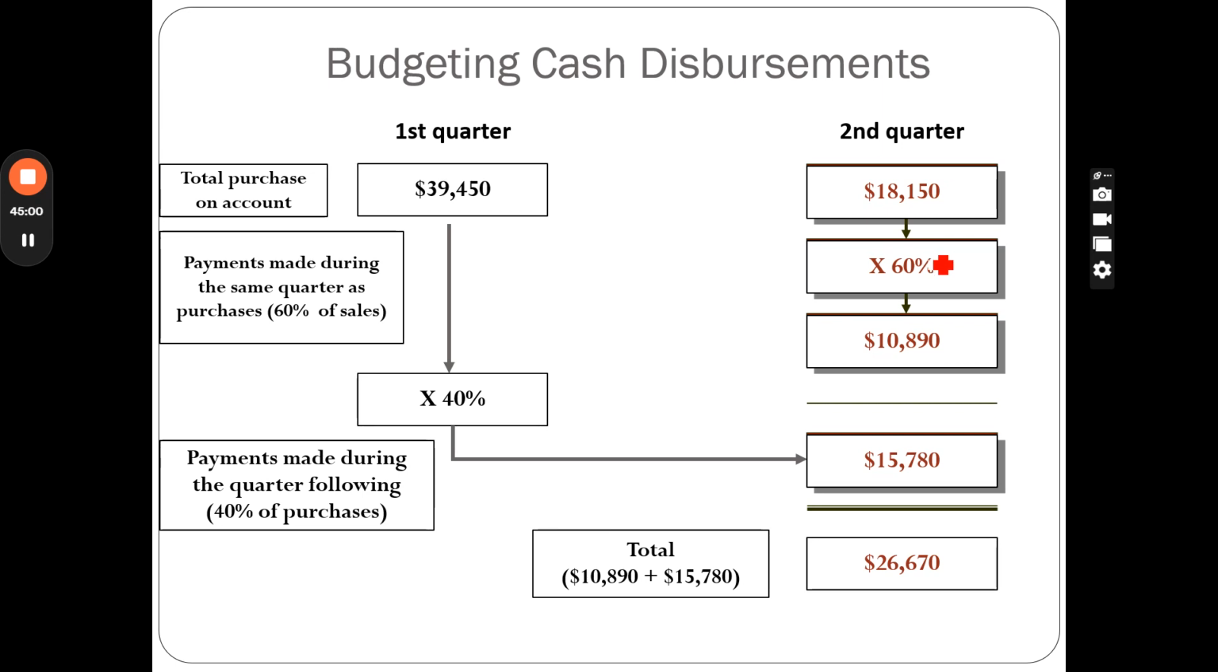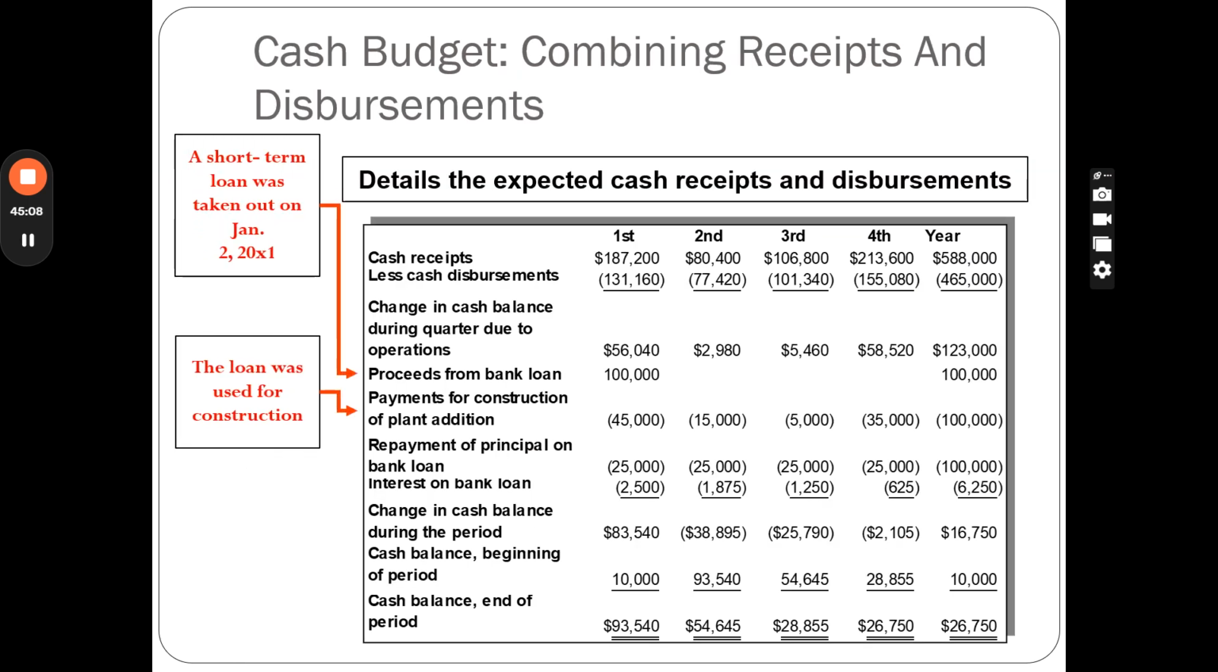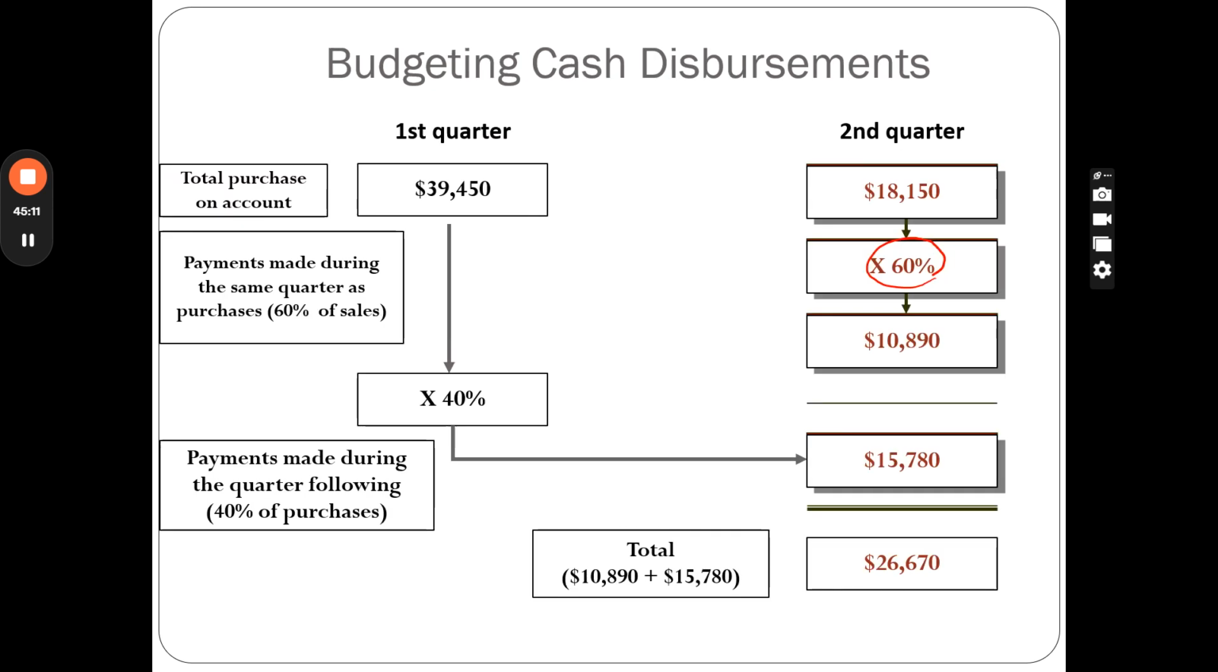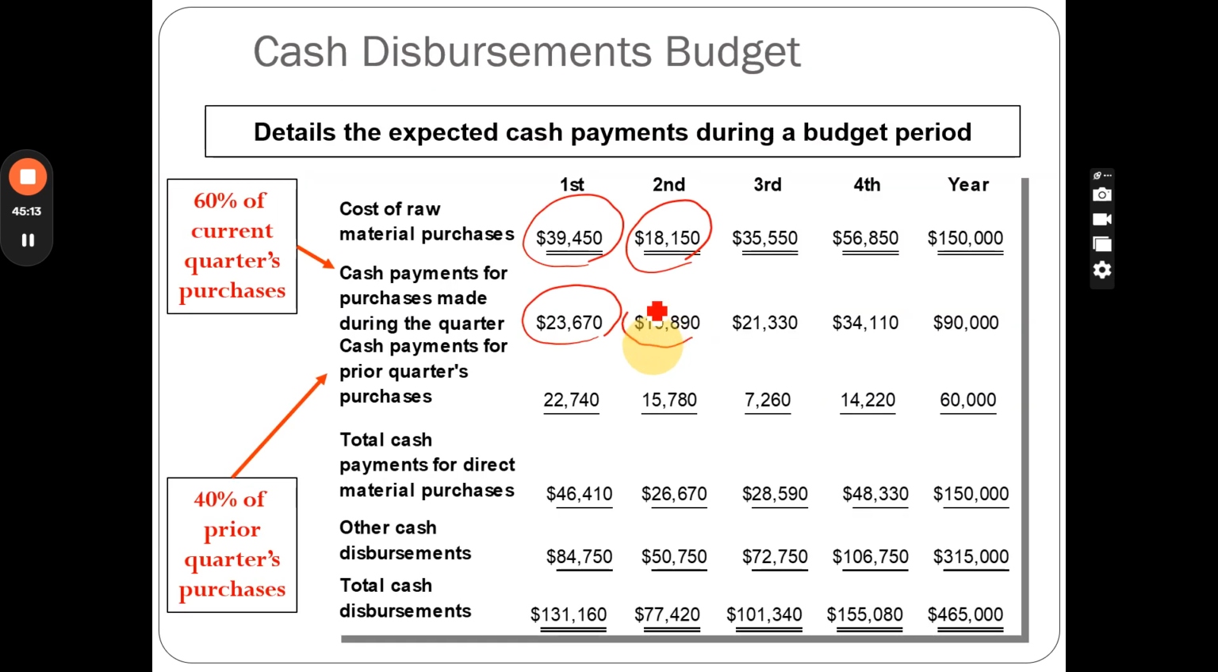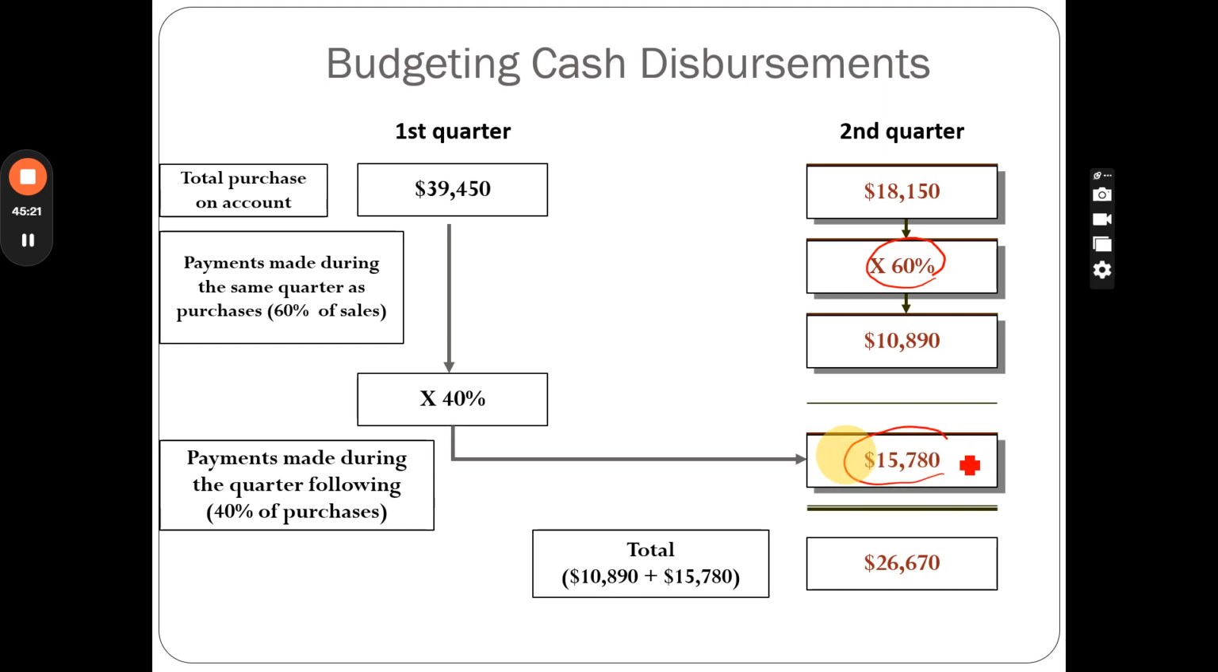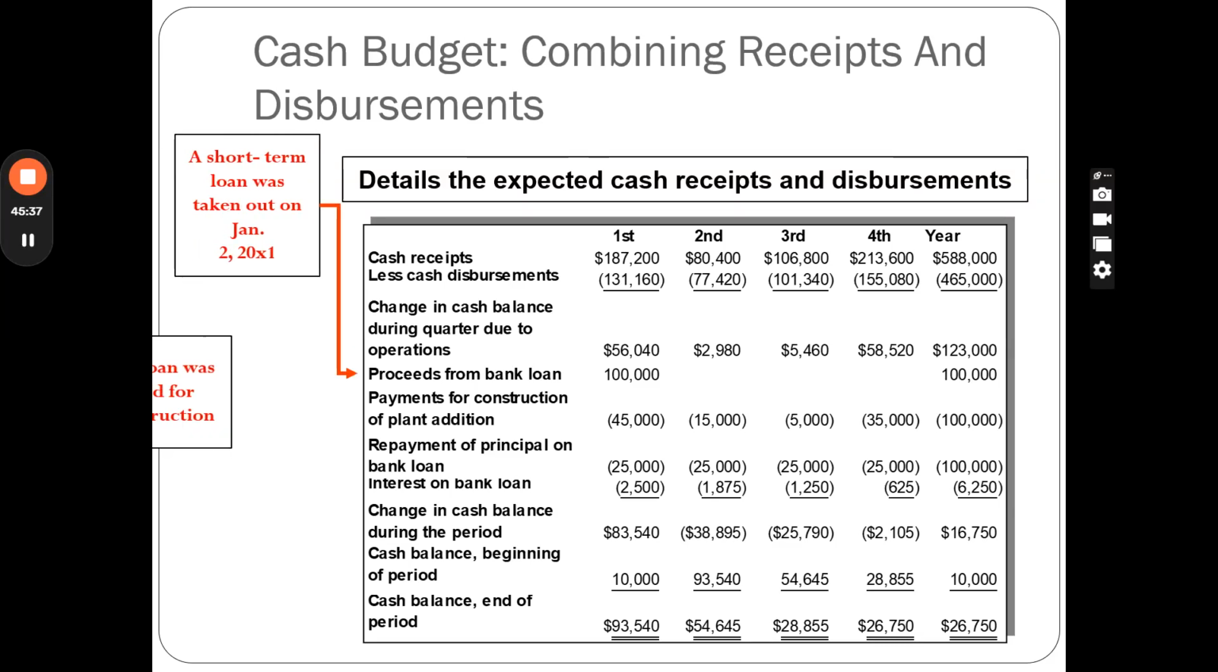But you will pay only 60% of that. So your purchase is 18,150, but you will pay only 60%, that is going to be 10,890. But again, you have to pay 15,780, that belongs to last period, because every quarter you will pay 60% of that. 40% you will be paying later, the next quarter. So for the last quarter, I have to pay in this quarter. So 15,780 I have to pay in this quarter.